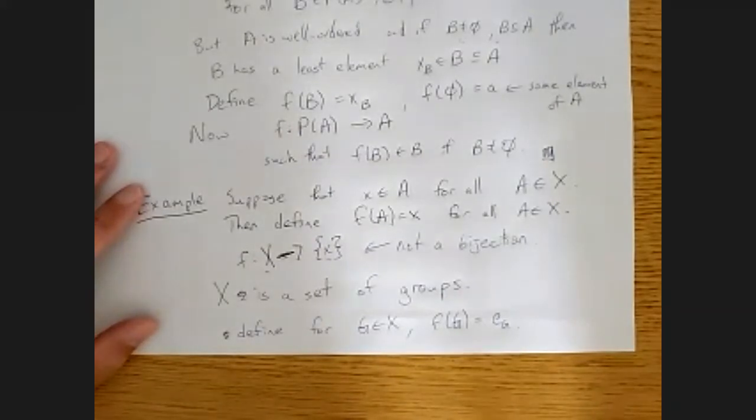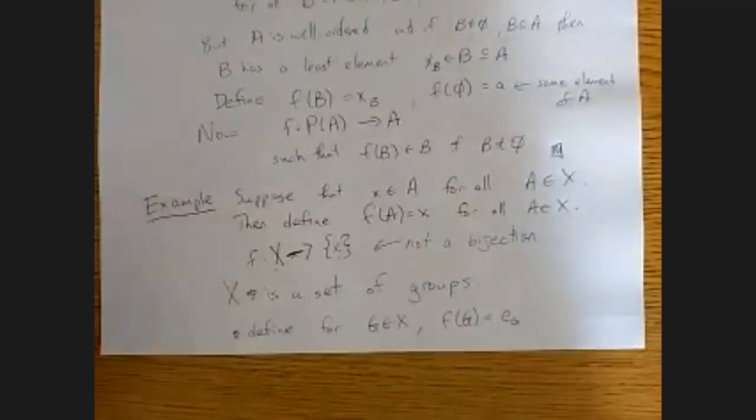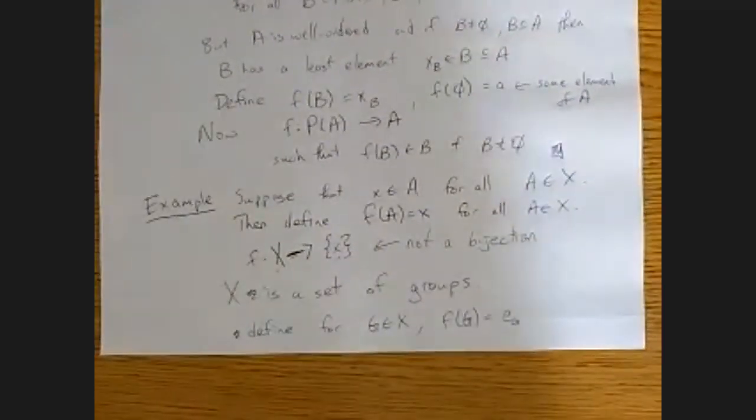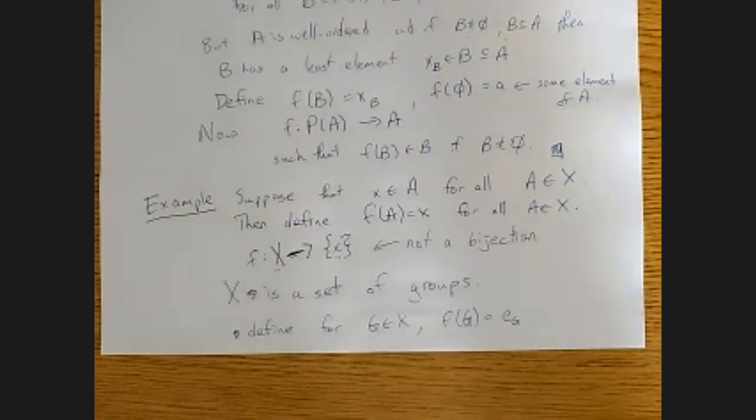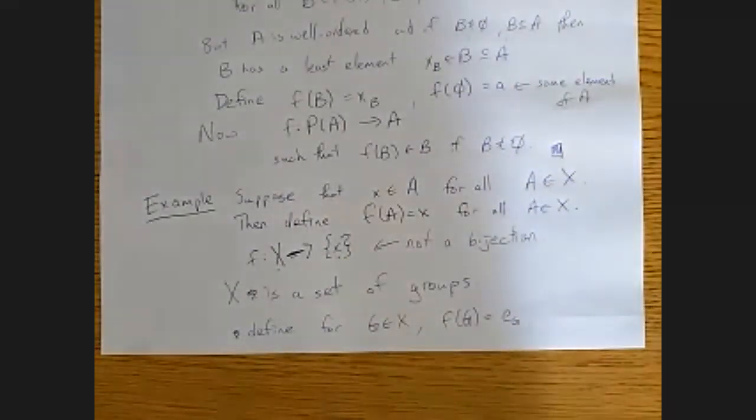Okay, and if you're not taking abstract algebra right now, that's okay, just ignore this example. So the choice function is not necessarily a bijection. Okay, thank you for that question.